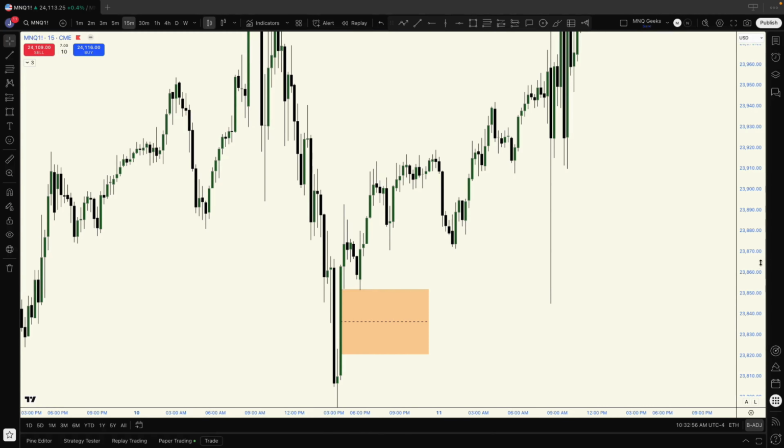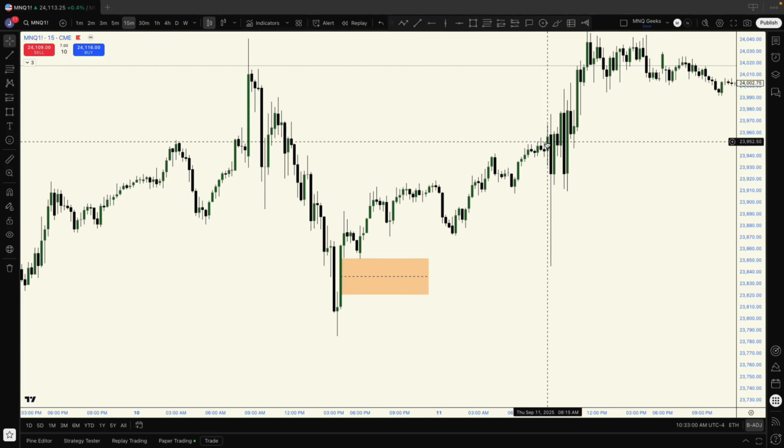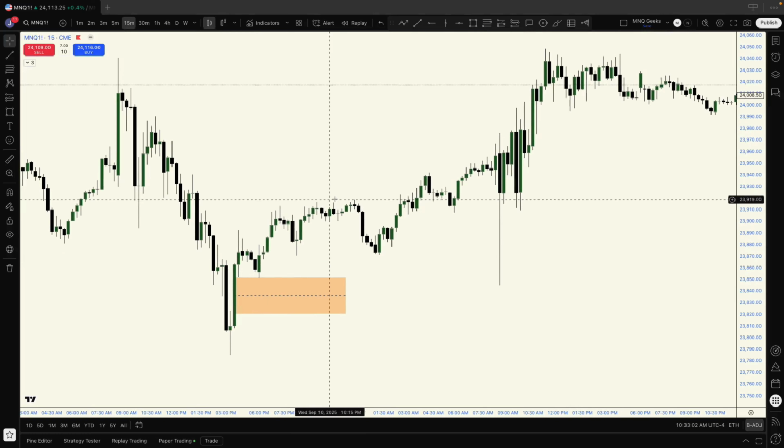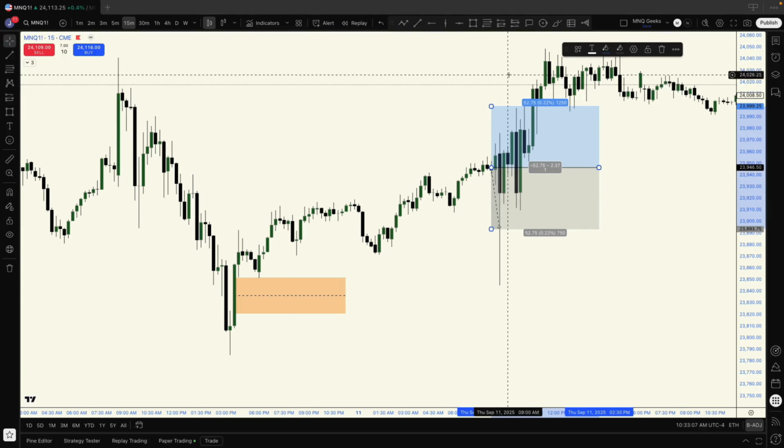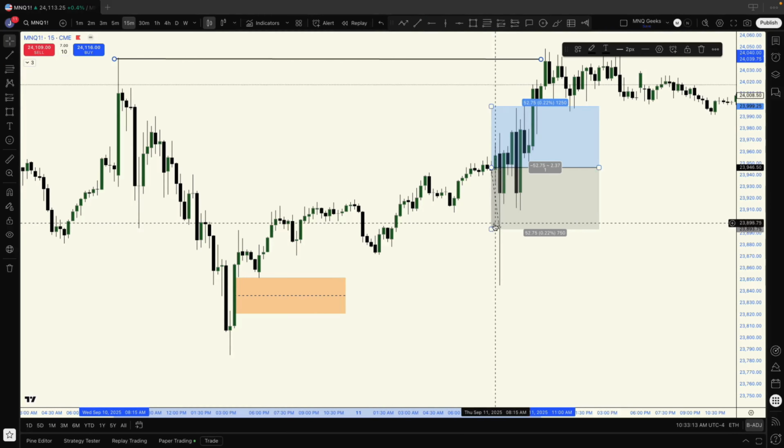We barely tapped into it. We came back up for a huge move. And then let's say right here, you're thinking we're in bullish order flow. Boom, let's say you want to go long right here. You're like, oh, we're going to target maybe this high, all the way up here. What happens? You get stopped out.